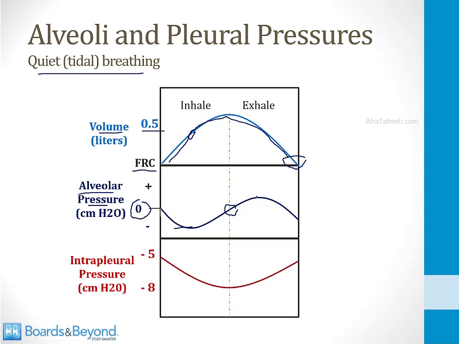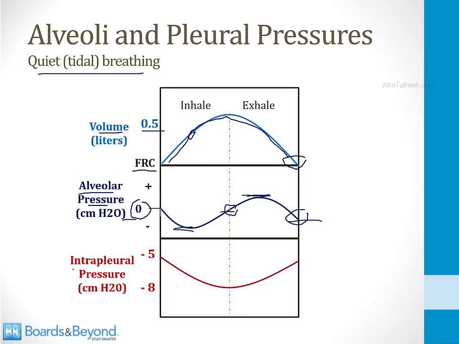Then we begin to exhale. The pressure in the alveoli becomes positive. This pushes air out of the lungs, and then we come back to 0 once again. So in terms of alveolar pressure, we begin at 0. We're at 0 in the middle of a cycle, and we're at 0 at the end of a cycle. During inhalation, the pressure becomes negative, and during exhalation, it becomes positive.